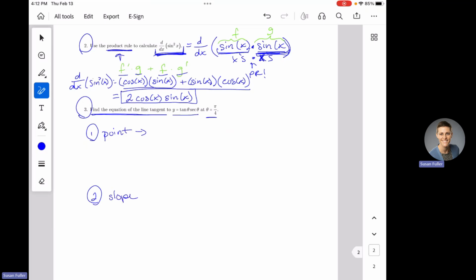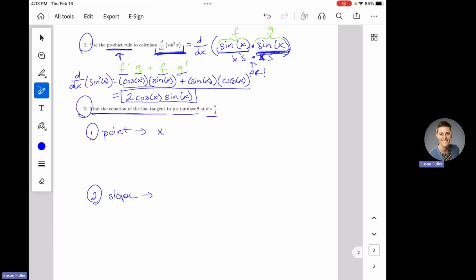And we are not going to panic. We are going to just trust our training. We know how to do this. We did this before, and we're going to stick to our processes even when the numbers or the functions get weird or gross. So here we go. Our point, I know my x value is right here. It's pi over 4.